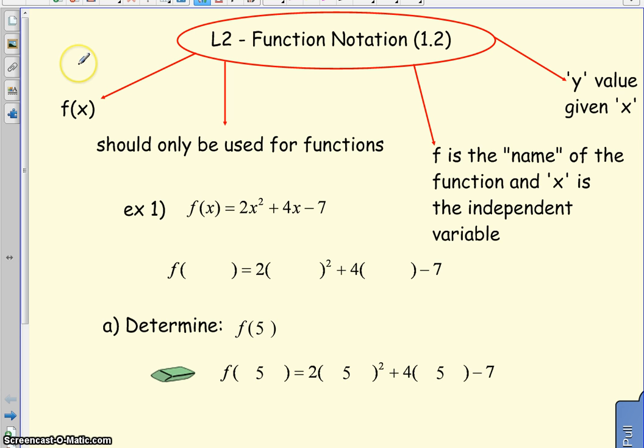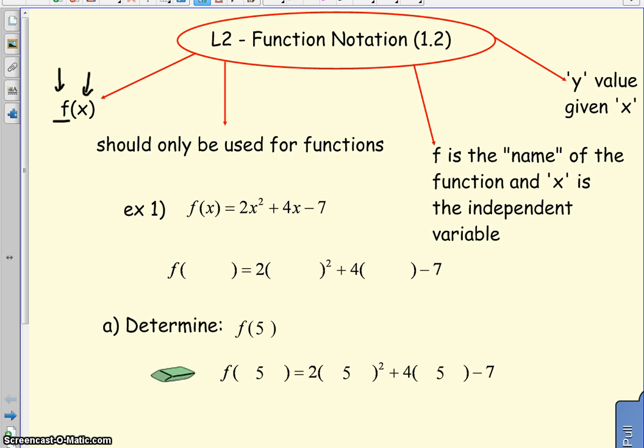So that name is usually going to be some letter. Most of the time that letter that we call it is going to be f. So we're going to call the function f. And once we've given a name to that function, we then put in brackets afterwards the independent variable. So this is read as f of x, f being the name of the function and x being the independent variable.